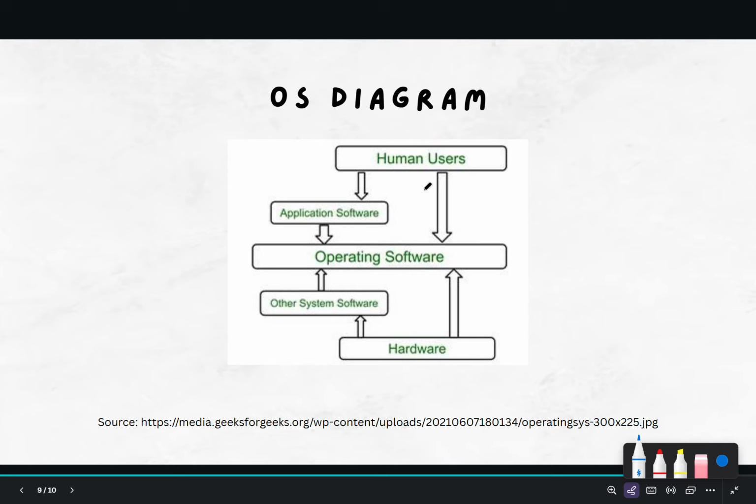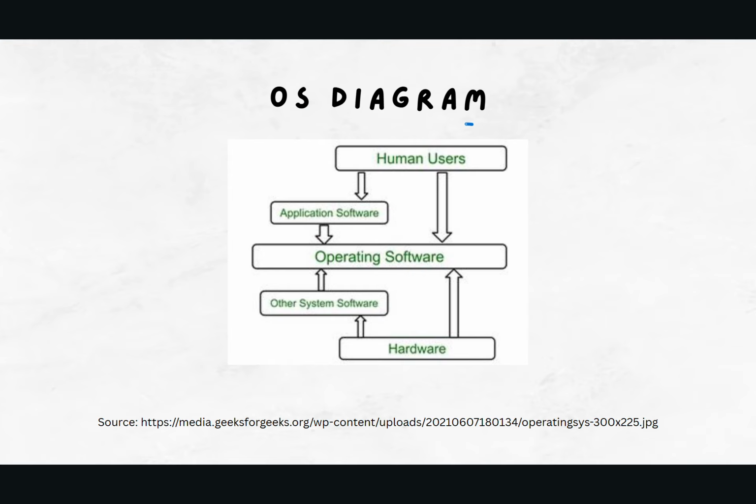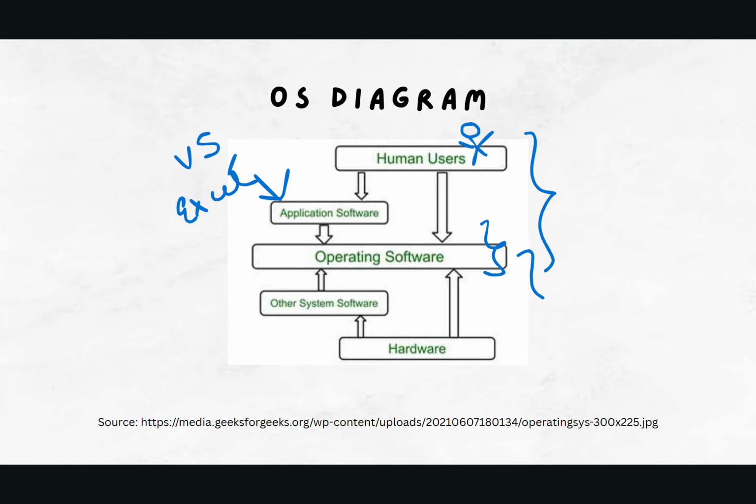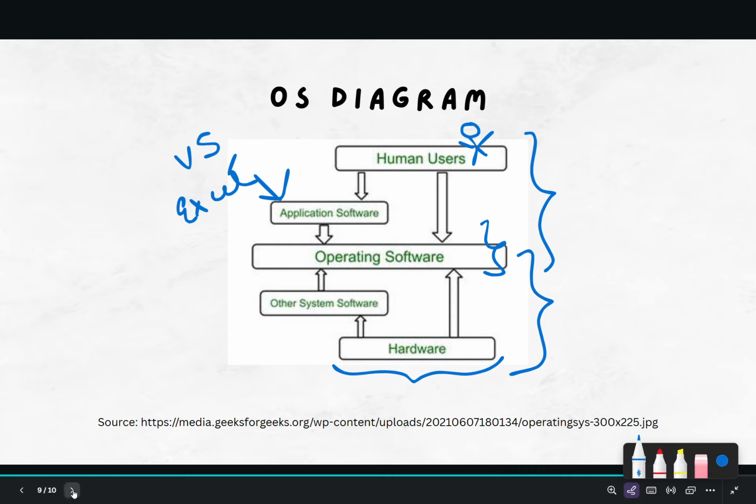Okay, so this is our diagram. That's us. We are the human users who use the computers. These are the application softwares like VS Code, MS Excel, etc. Okay, this is our OS, which is basically the middleman who handles all of this and all of this. And these are the other system software like device drivers, firmwares, etc. That's the underlying hardware.